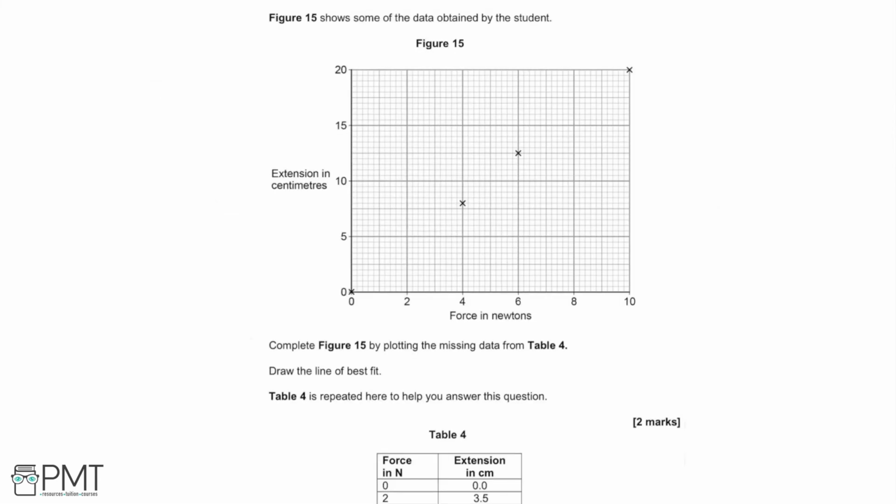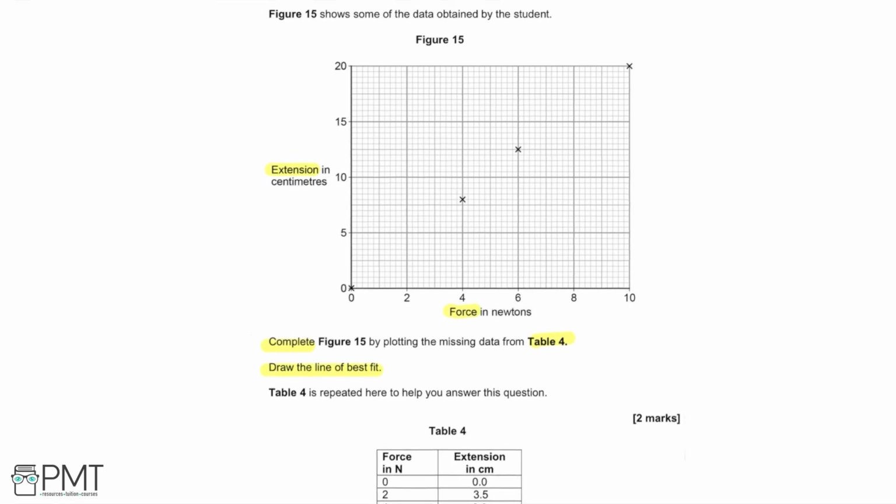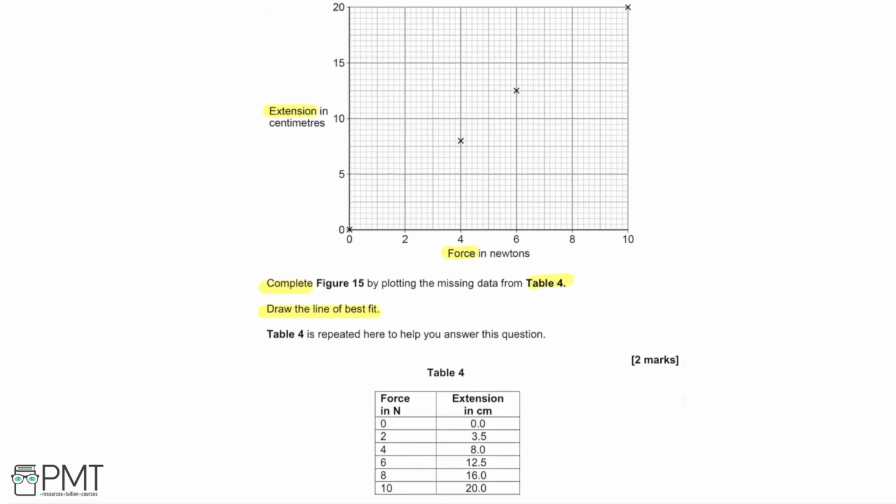So here we have figure 15, which shows some of the data which has been obtained by the student. So here on the y-axis we have the extension, which is measured in centimetres, and then on the x-axis we're going to have the force, which is in newtons. So then we're asked to complete figure 15 by plotting the missing data from table 4, and we're asked to draw the line of best fit. And then table 4 is repeated below to help us answer the question.